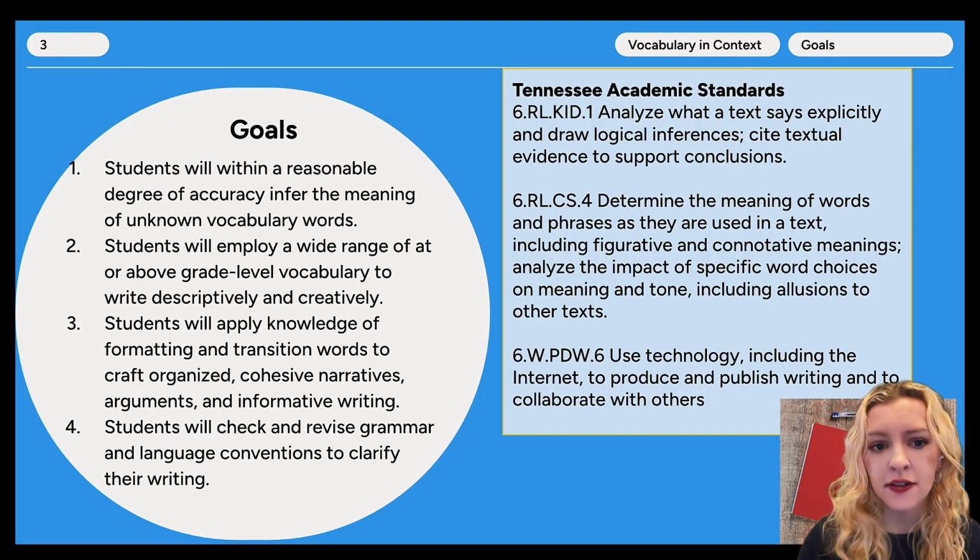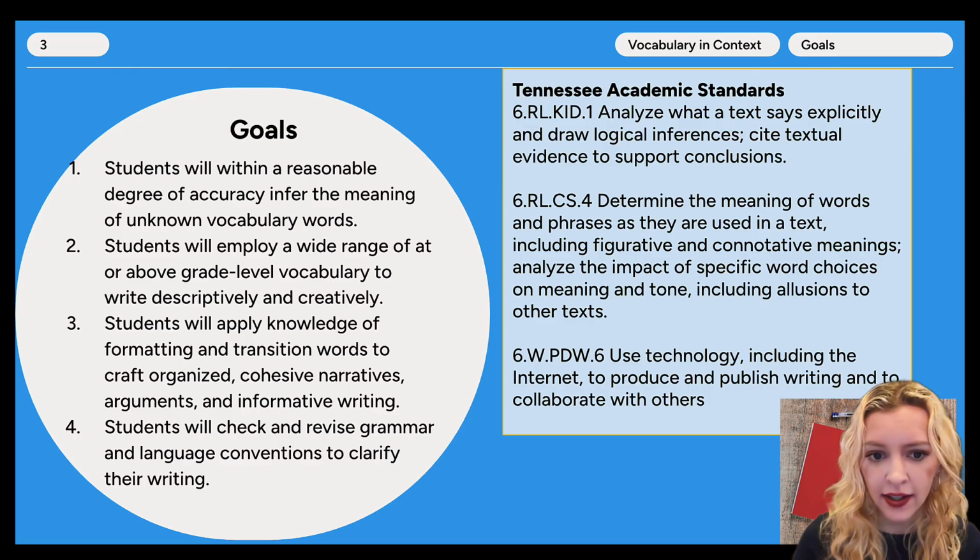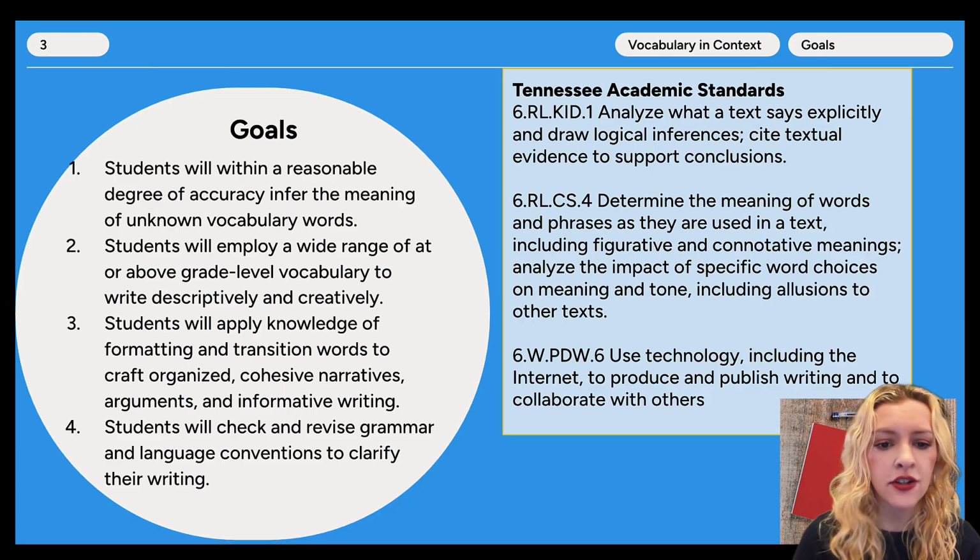Some of the goals for this project, in rank order: Students will, within a reasonable degree of accuracy, infer the meaning of unknown vocabulary words. This is number one because it's really the basis of all of the other goals. Students will employ a wide range of at or above grade level vocabulary to write descriptively and creatively. Students will apply knowledge of formatting and transition words to craft organized, cohesive narratives, arguments, and informative writing. And finally, students will check and revise grammar and language conventions to clarify their writing.